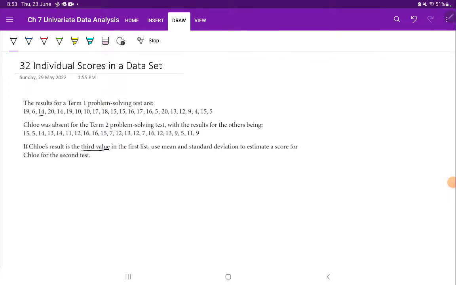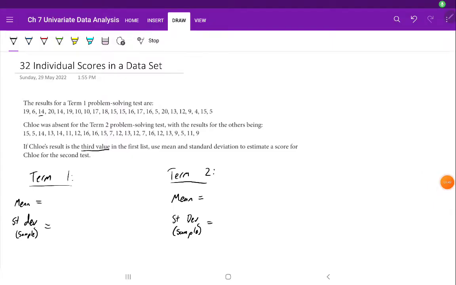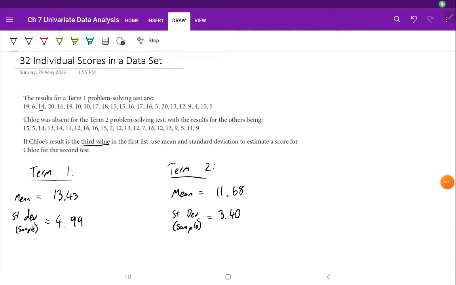So the first thing we need to do is work out the mean and standard deviation for term 1 and for term 2. Now for something like this, we actually can't use the population standard deviations, so we're going to be using the sample standard deviation in both of these cases. Using technology, I'm going to work out each of the mean and standard deviations for term 1 and term 2. So you can see I calculated the mean and the standard deviation sample for both of these, and I've rounded to 2 decimal places just for consistency.